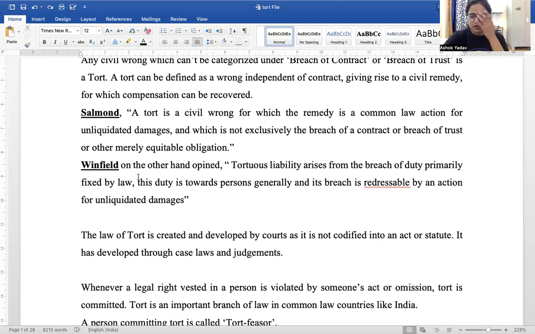So whenever you're studying or reading definitions, what you can do is mark some important keywords from the particular definition, and then you can learn by that. Suppose Salmond has said something about unliquidated damages, exclusively the breach of contract, and equitable obligation. If you find these three words, you can easily say, yeah, this definition was given by Salmond, right?